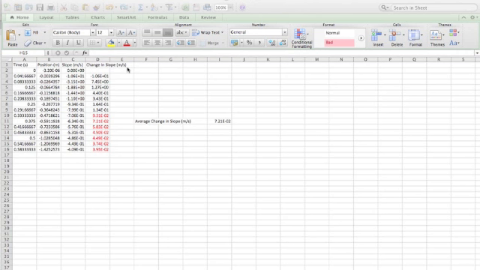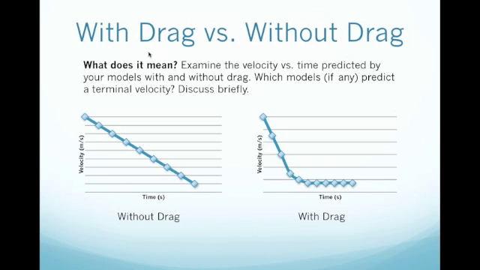I then averaged these last few change in slopes to be negative 0.007. I chose these points because I thought that was when my object was reaching terminal velocity. If I had dropped the sugar packet from a higher point, I probably would have gotten a number closer to 0, meaning terminal velocity was even closer to being reached. Let's answer the first question of what does it mean.